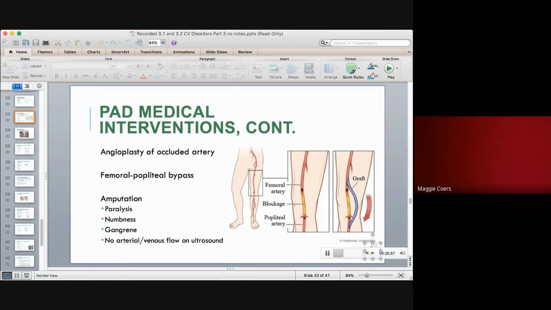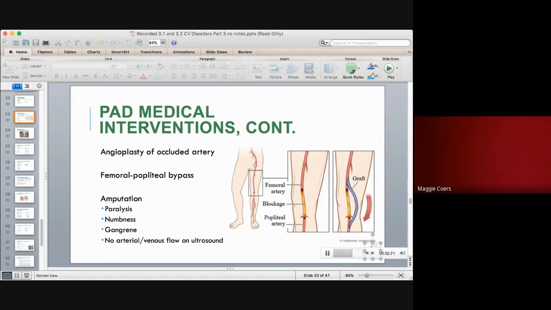We can also do a bypass of the artery in the leg, just like we would in the coronary system, and that's the fem-pop bypass, which is the most common. That's a graft of a vein that goes around the occlusion. If you remember back to the picture I showed you, it looked like they had some type of fem-pop bypass. You could see that vein with the blood flow going around that occlusion.